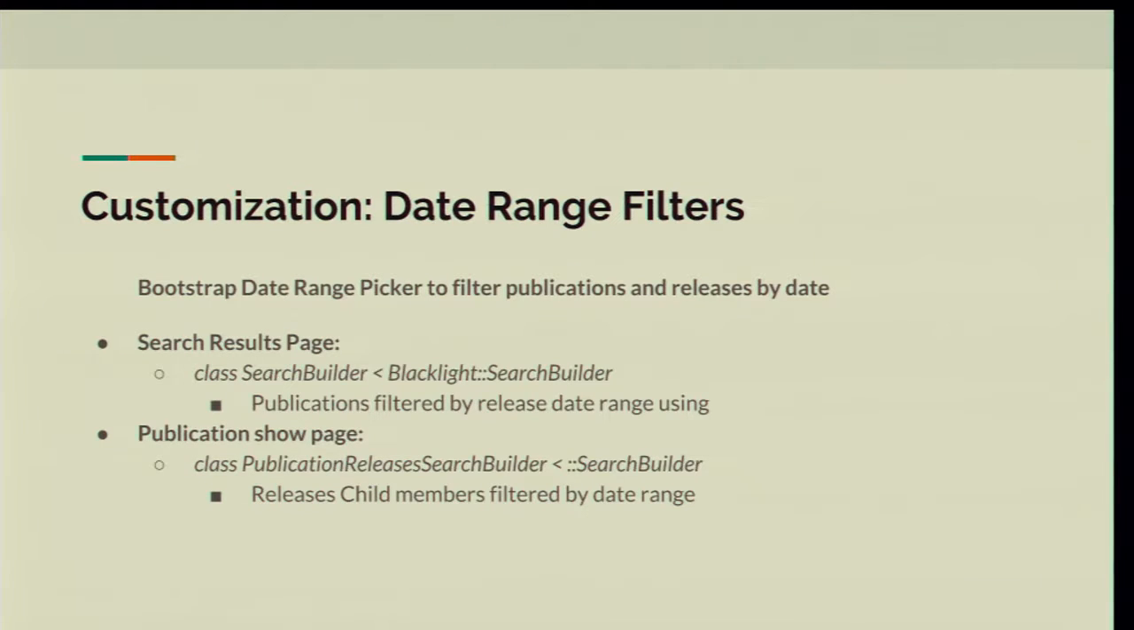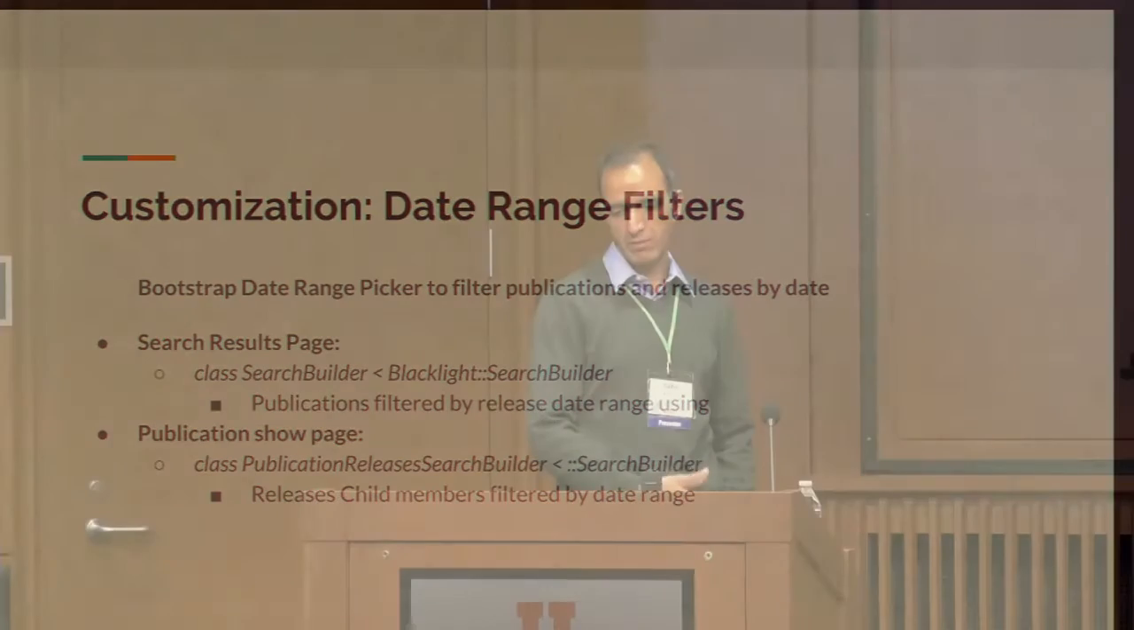As I said, we used the date range picker, and the search builder classes have been really easy to work with and modify. So we used that to add another parameter to the Solr query for the date range, with some custom indexing in the publication indexer to add the date range in the format that Solr expects it. And then we can do the range on that. And same thing on the publication show page. We used another search builder there to find the release on a particular date.